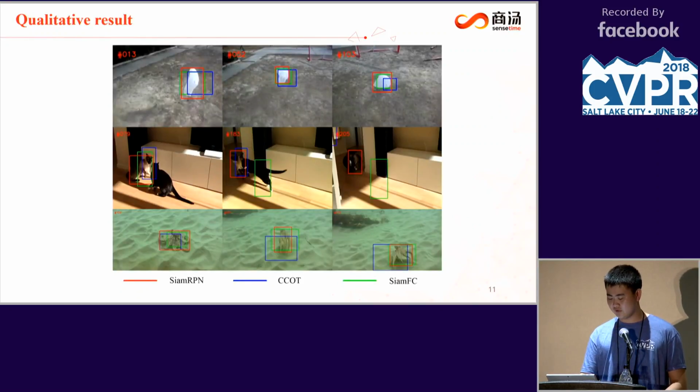And here is the visual result of our tracker compared with CCOT and Siamese FC. Thanks to the region proposal network, Siamese RPN is able to predict the shape of the target more precisely.